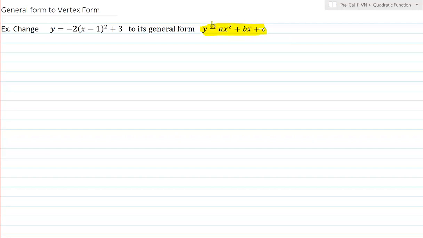Okay, and that's what we have: this is the vertex form, and this is the general form. So let's do that first because this is easier. So let's go ahead and do the math on this one.